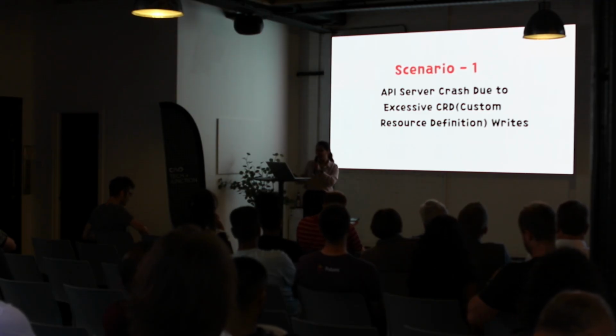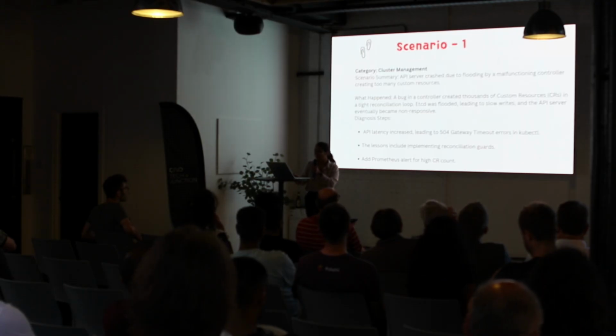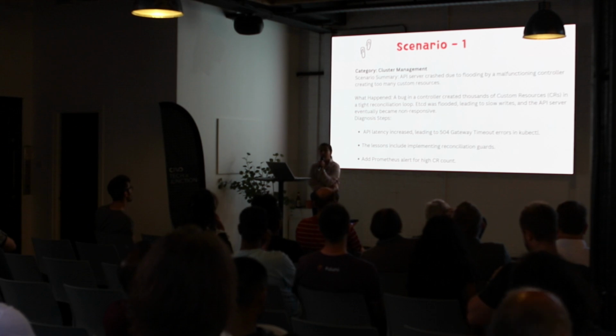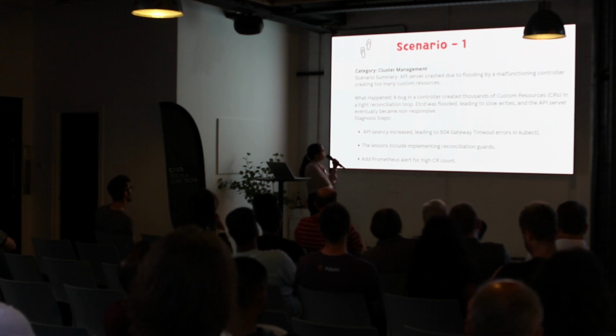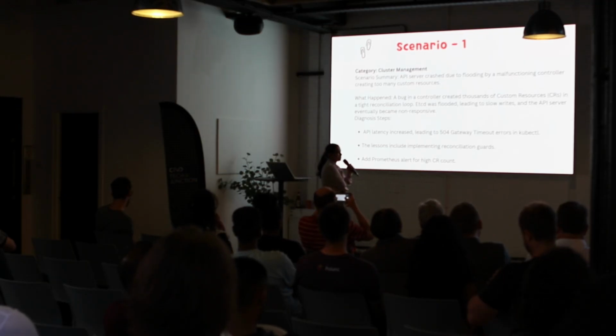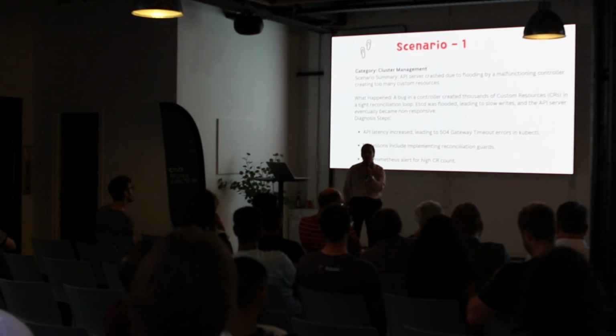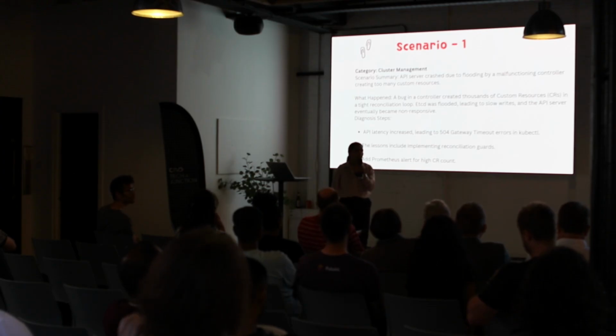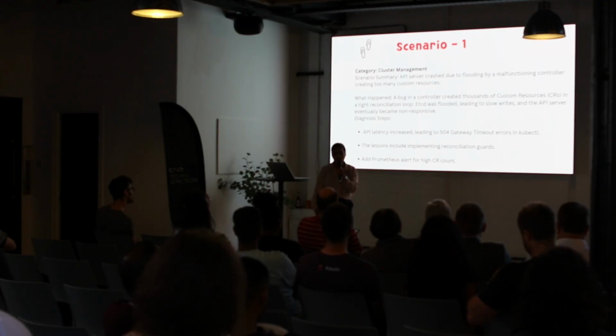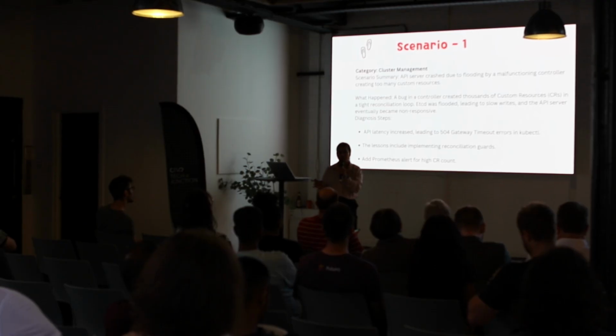Okay, so we have this section. And yeah, this is the explanation. It's all about API server crash due to the flooding by a malfunctioning controller creating too many custom resources. So what is this? That means if you are working as a DevOps engineer and one day your API server stops responding, that means even you can't just enter a kubectl command. That means the screen is all stuck.